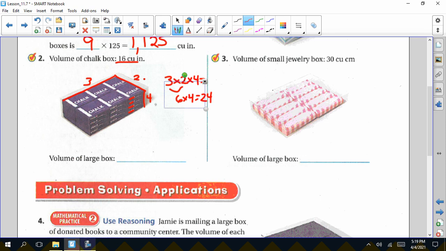If each box has a volume of 16, we're going to take 16 times 24. When you multiply this, don't forget to drop your 0. And you should get 384, and it's cubic inches, or inches cubed.